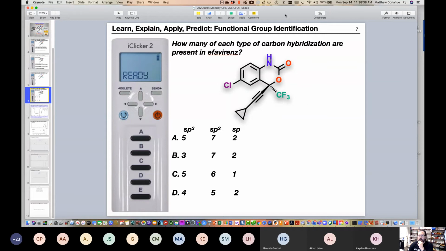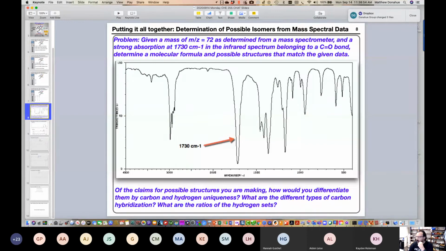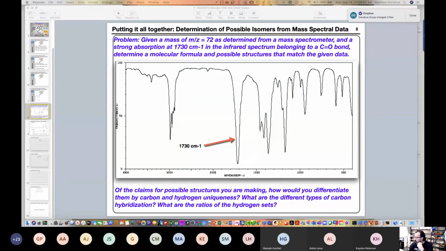So maybe what I can do now is switch over to the workbook, and then with the last couple minutes, we'll switch back to considering this problem that we had left off on last Friday. So let me switch this around. And can you all see the workbook now?